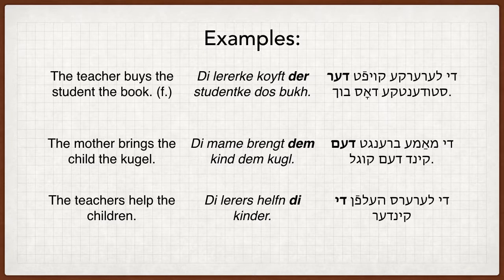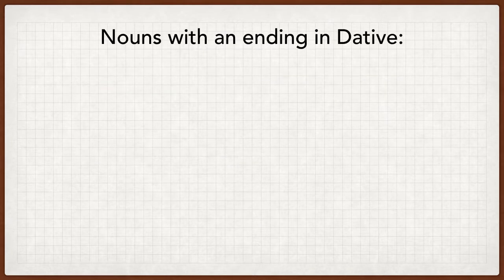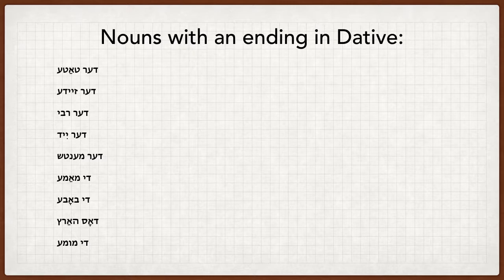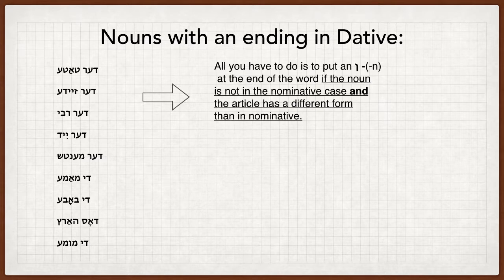At the beginning of this video, I said that there were a few nouns which do have an ending in dative and accusative. So here they are, and I'm not going to read them out aloud because you can do that yourself. The important thing right now is how to use them. So all you have to do is to put an -n at the end of the word if the noun is not in the nominative case and the article has a different form than it does in nominative.